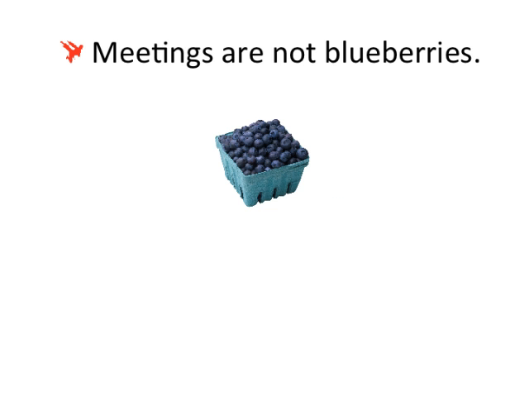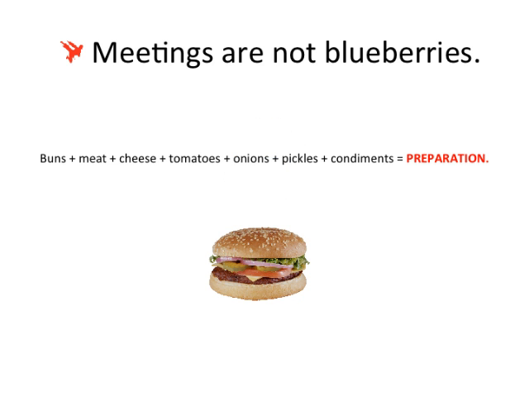The first thing you need to know when you're getting ready to plan a meeting is that meetings are not blueberries. Blueberries come in a nice little package. You can eat one at a time. All you gotta do is wash them off. No, meetings are more like hamburgers. When you have to get together, buns, meat, cheese, tomatoes, onions, pickles, and other kinds of condiments, it requires careful preparation. But when you serve your guests a really good hamburger, they're impressed, and they leave satisfied.